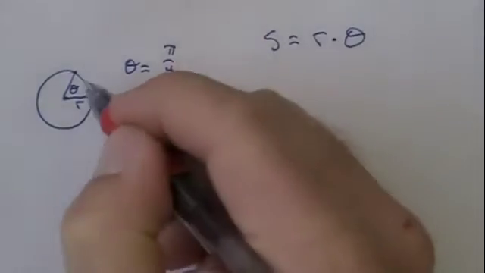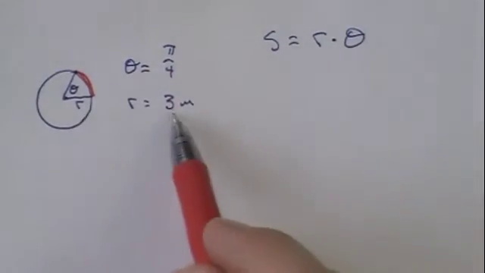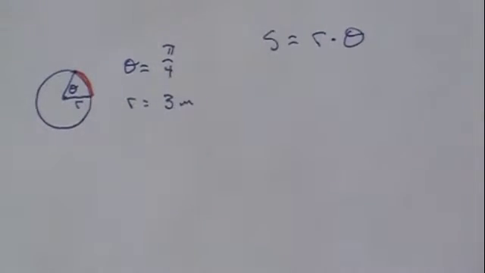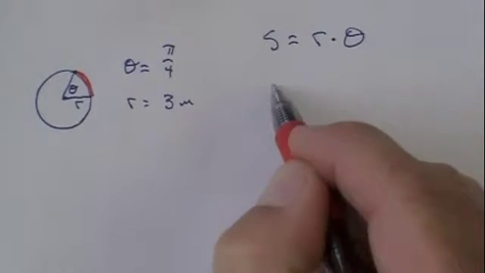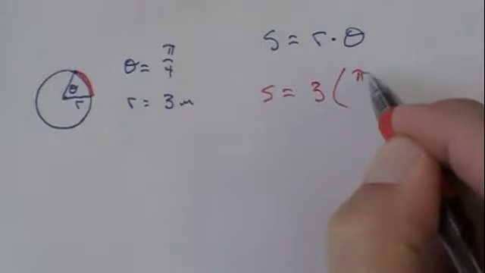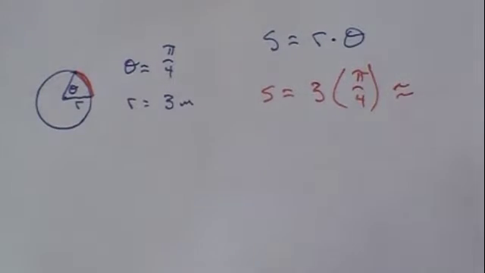So here we're going to find the length of this arc on our circle here. We're given that the radius is 3 meters and that our angle theta is pi over 4. So to find arc length, we take the radius times our angle. So we would take our radius of 3 times the angle, pi over 4. Now we can get an approximate answer here. We could plug that into our calculator. And we find the length of this arc is approximately 2.36 meters.